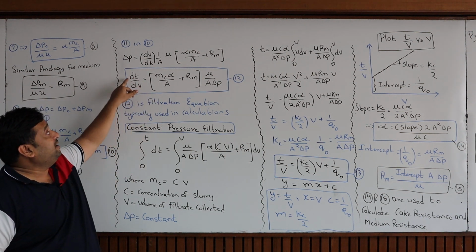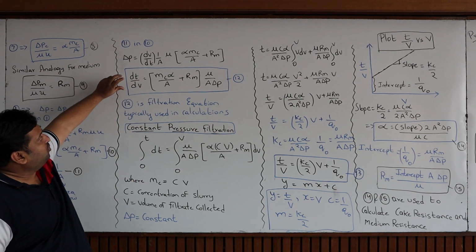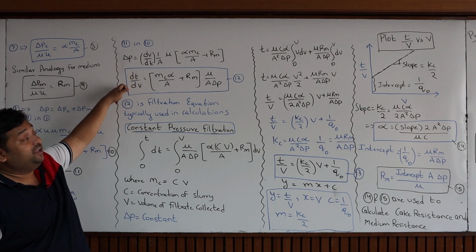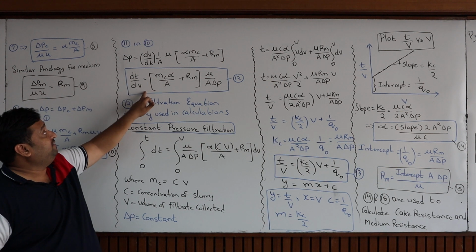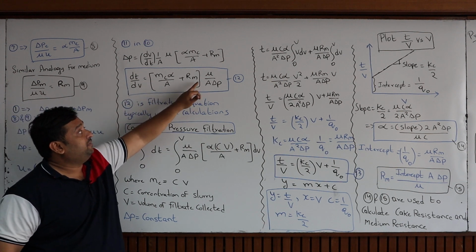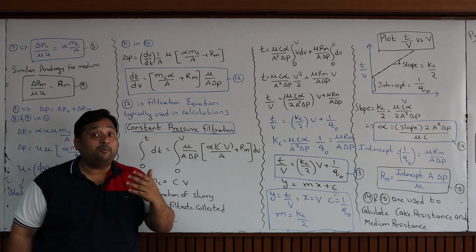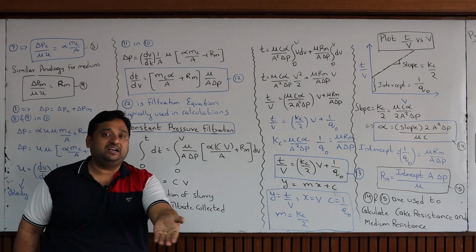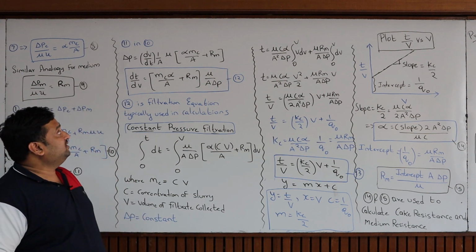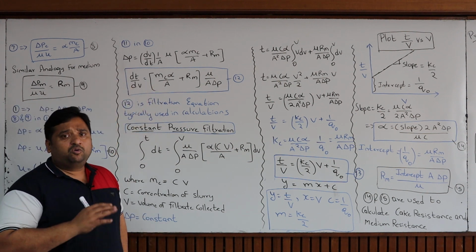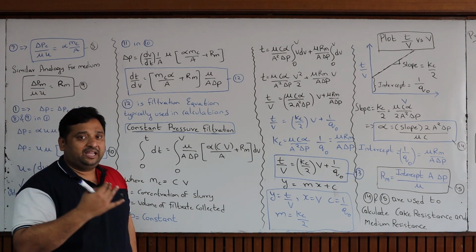I rearrange the terms, and if you rearrange this equation in terms of dt by dV, you get dt by dV is equal to (mc alpha by A plus Rm into mu by A) into delta P. This is the equation popularly used in designing filtration equipment, the main equation in differential form. Now let us remove the differentiation by integrating.